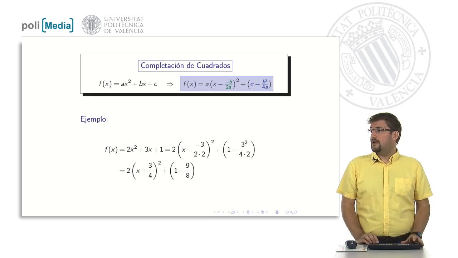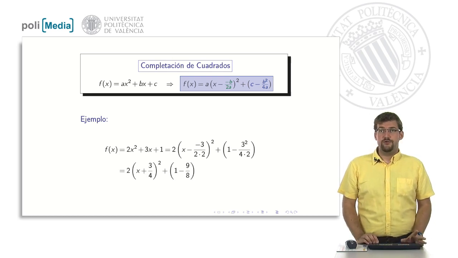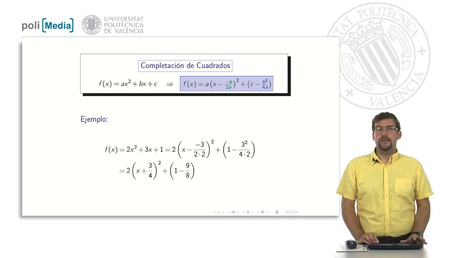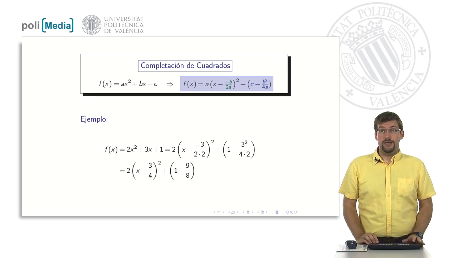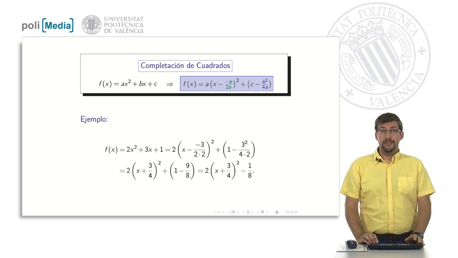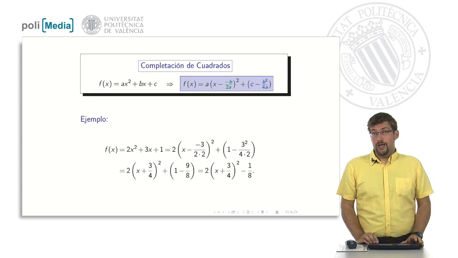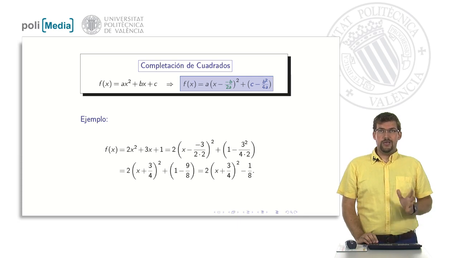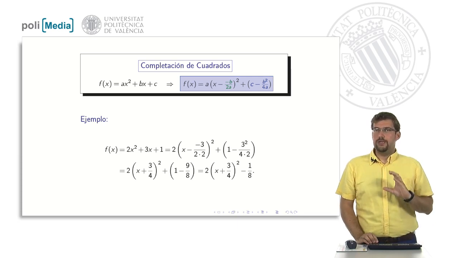Let's start organizing by leaving the 2 out. The minus 3 divided by 2 multiplied by 2 is minus 3 divided by 4. Both minus signs become a plus, then x plus 3 divided by 4 squared plus 1 minus the 9 divided by 8, which is obtained from the last fraction. 1 minus 9 divided by 8 comes as minus 1 divided by 8, and there we would have our completing the square. Well, as I said, once you know the formula, getting this result is direct.